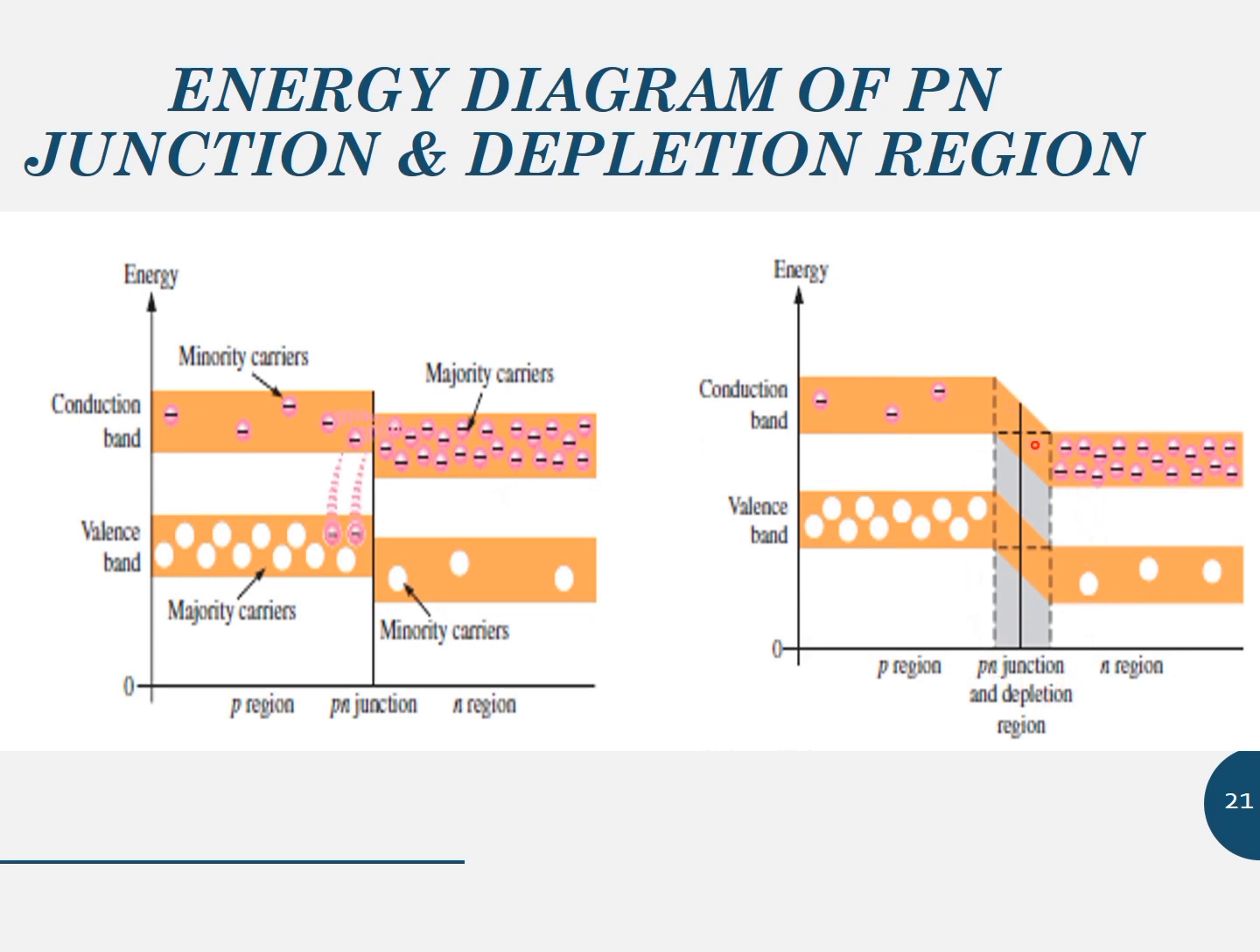As a result, the energy level of the N region conduction band decreases. This decrease in the energy level is due to the loss of higher energy electrons that have diffused across the junction to the P region.